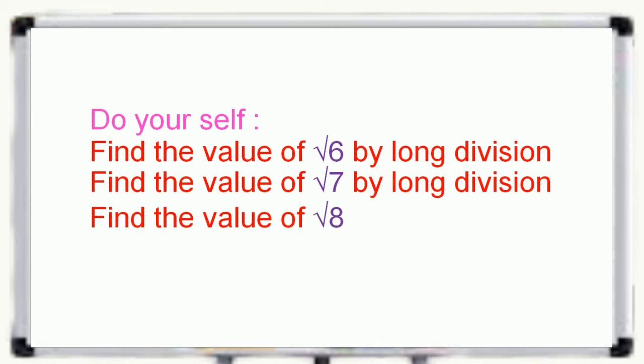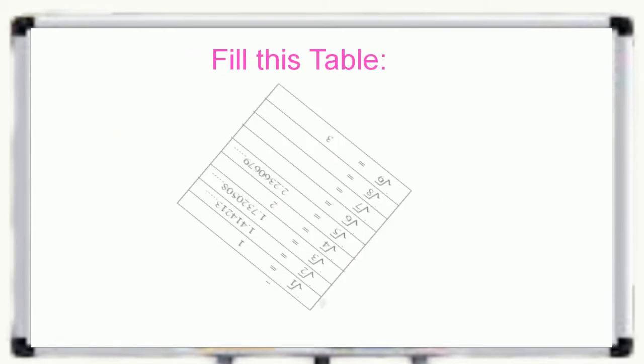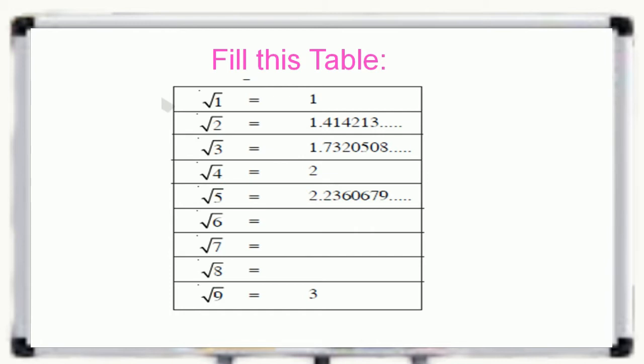Okay, this is by long division. So after getting the quotients, you have to fill this table. This table contains the square roots of 1 to 9. Already we know the values of the square roots of 1, 2, 3, 4, 5 also. So after doing it yourself, you have to write the answers.